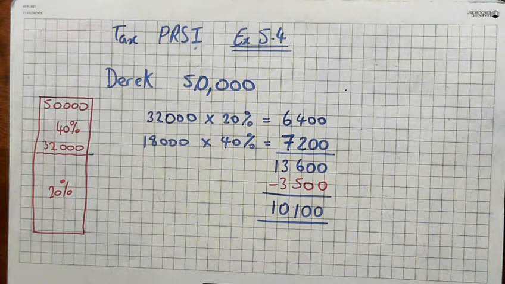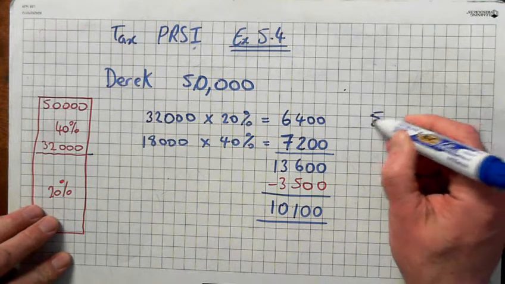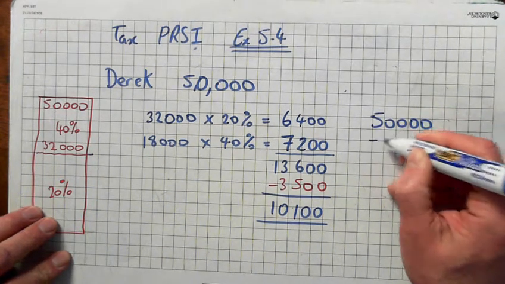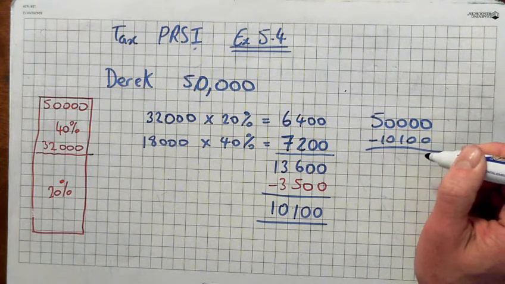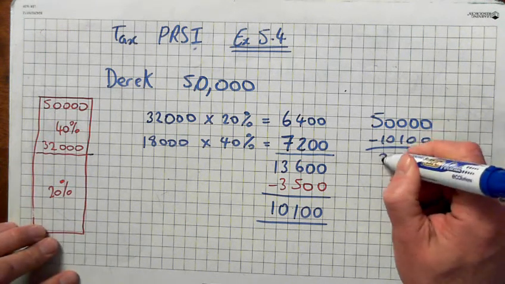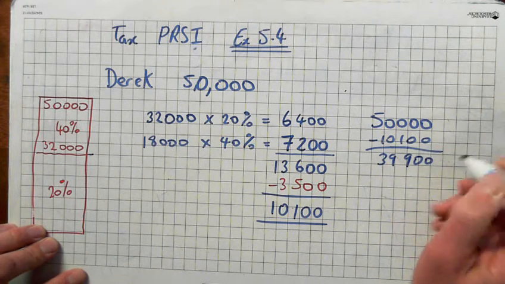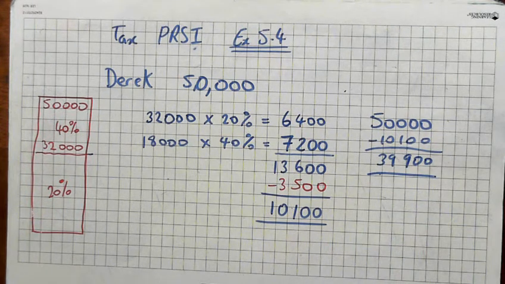So how much money does he take home? So 50,000 minus 10,100. Right, 39,900 is the wages that he's going to get. Right.